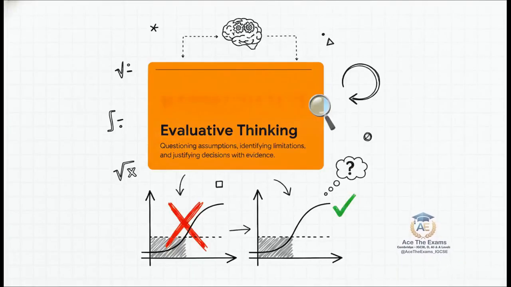Steps 4 and 5 of our process completely rely on this definition of evaluative thinking. It's about questioning assumptions, identifying limitations, and justifying your decisions with hard evidence. This is how you definitively prove your math makes logical sense in the real world. Top-scoring candidates don't just calculate, they evaluate. For instance, if you calculate an area using integration and your output is a negative number, evaluative thinking is what prompts you to halt the compile, recognize that physical area literally cannot be negative, identify the limitation, like maybe you accidentally swapped your upper and lower limits, and correct that assumption before moving on.